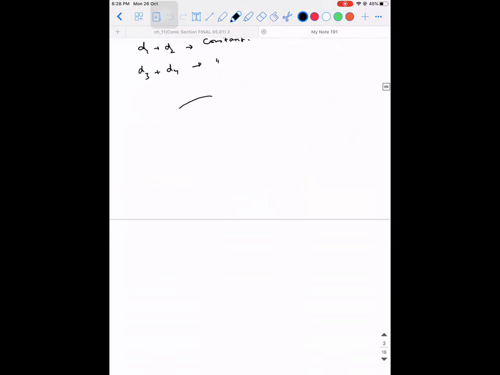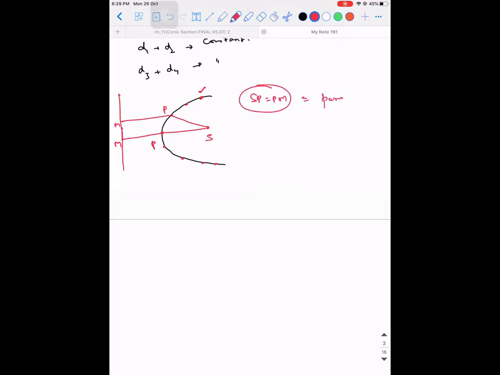See, for a parabola, how did we define a parabola? A parabola is a shape that you obtain when the points are moving in such a way that the distance of any point to a fixed point is always equal to the distance between the moving point and a fixed line. You guys remember this? So if I take this SP, this is PM. If SP is equal to PM, then we call it a parabola.